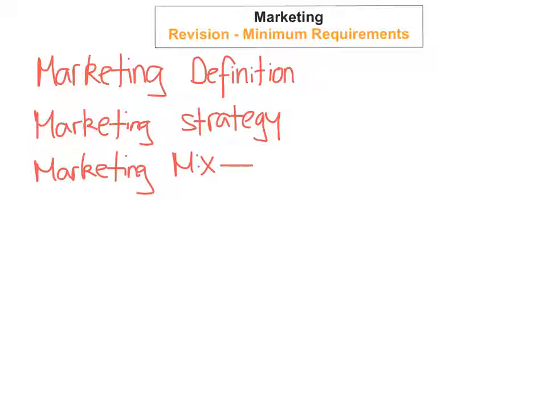Marketing mix is made up of 4 P's, so price, place, promotion, and product. It's vital that you understand these 4 concepts, and how your price will impact your marketing mix.